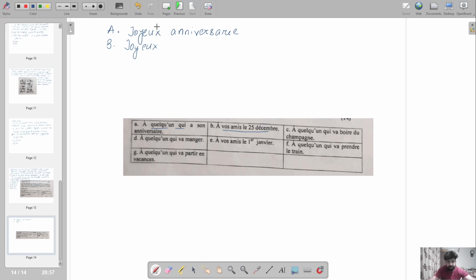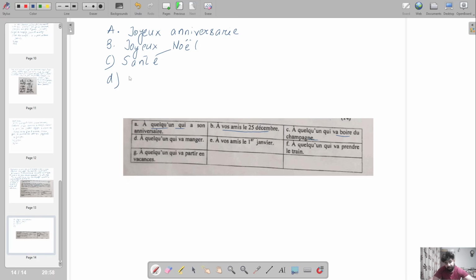What about the second one? It is about 25th December, that is Christmas. So again, Joyeux and then you just write Noël. Then to the third person with whom we are drinking champagne. So in English we call it cheers and in French we call it Santé. So I'll just say Santé.